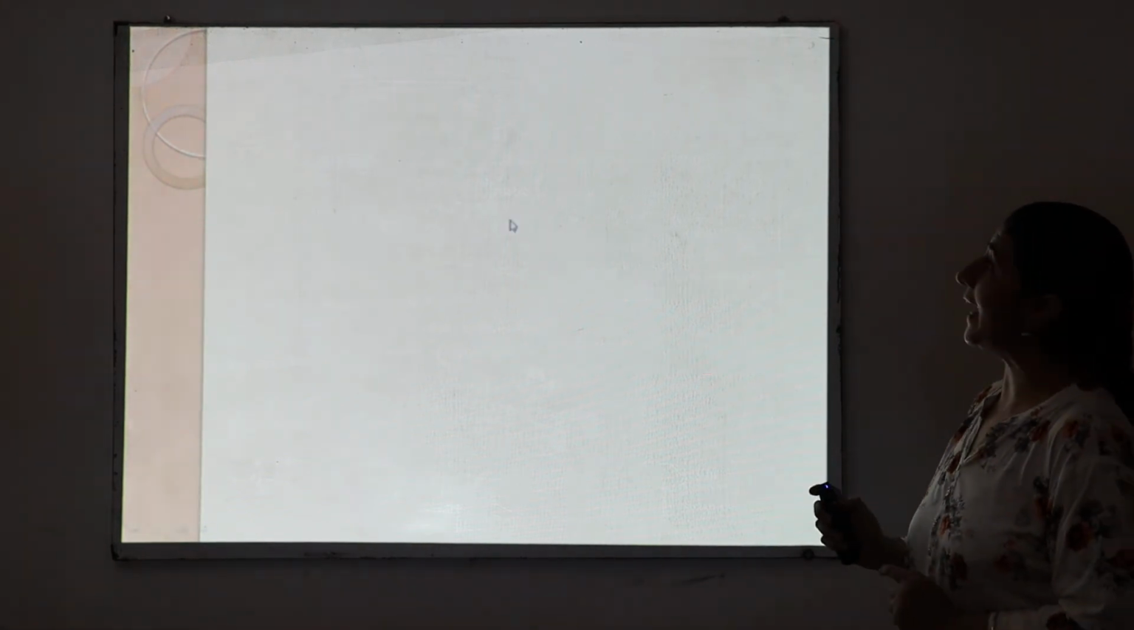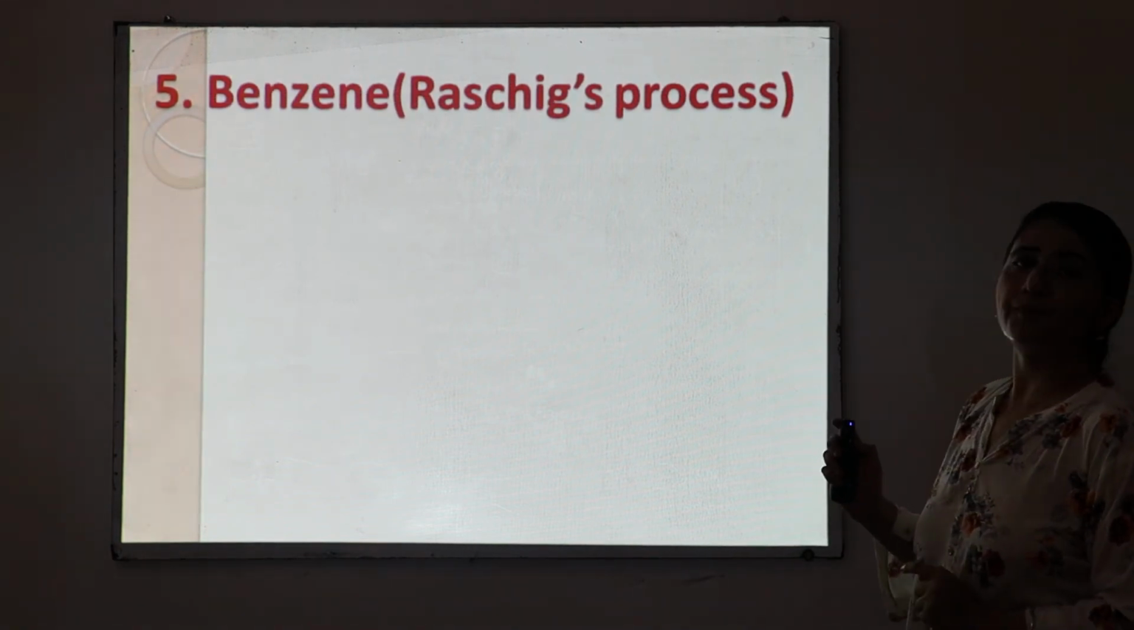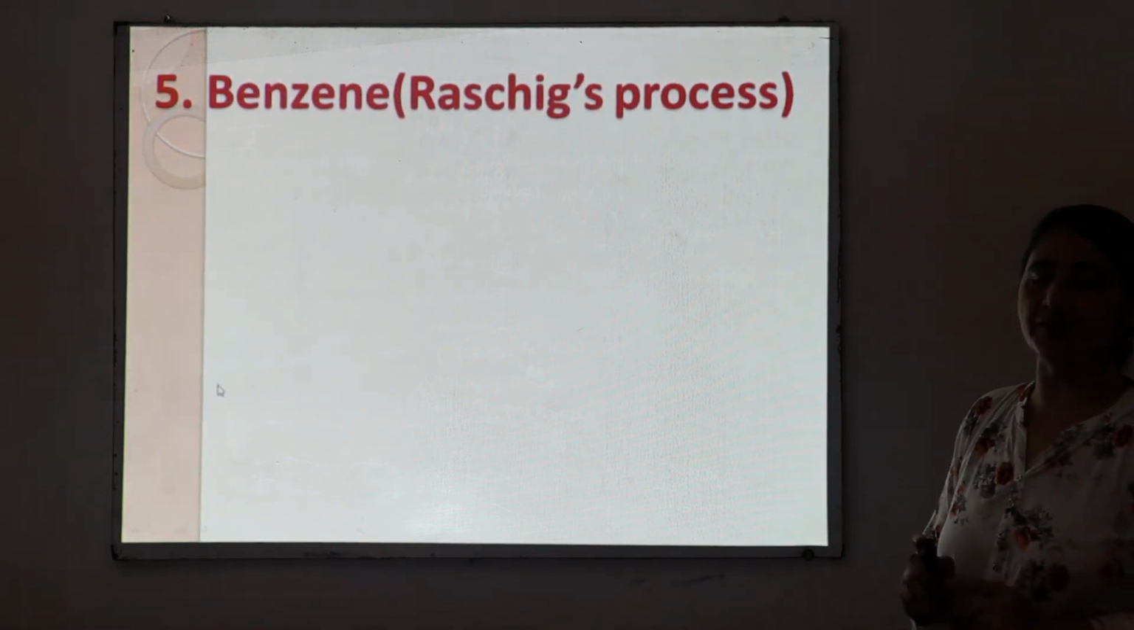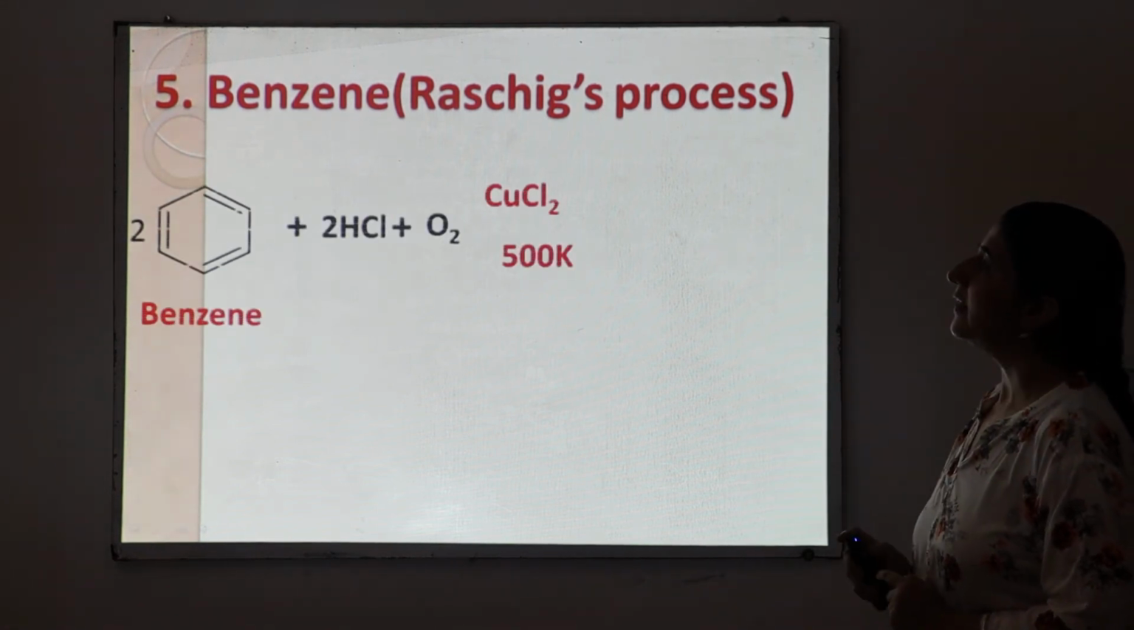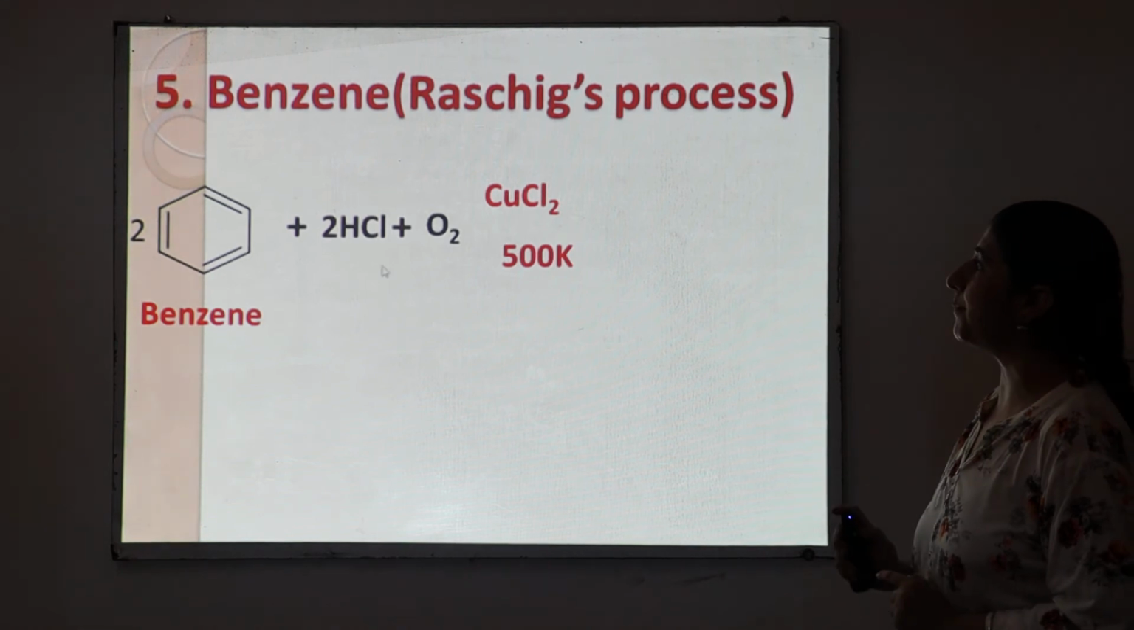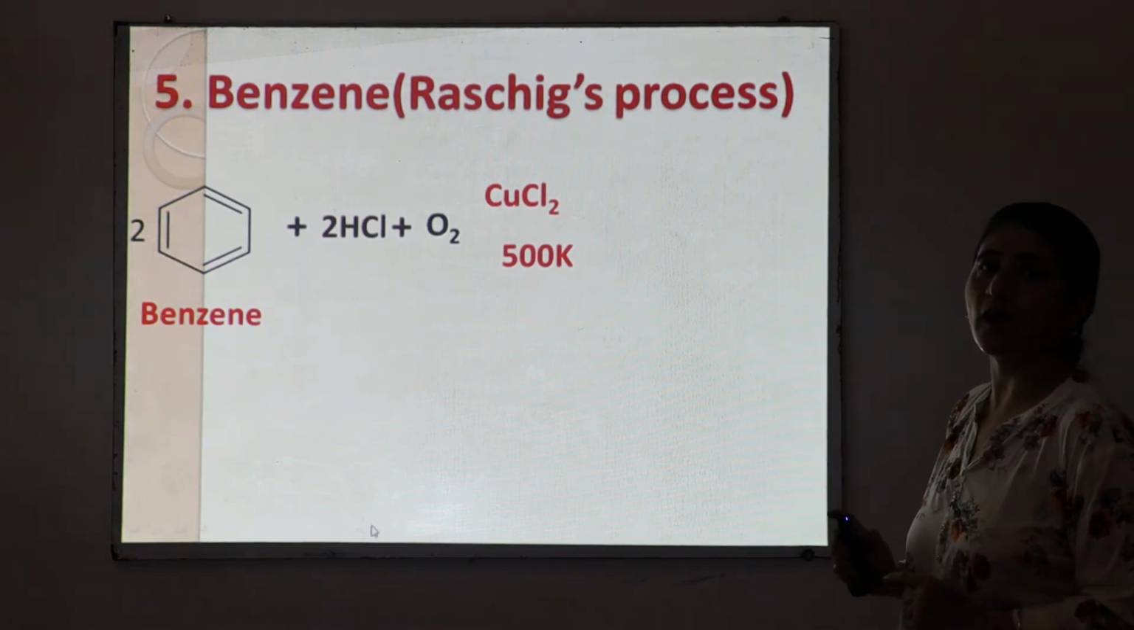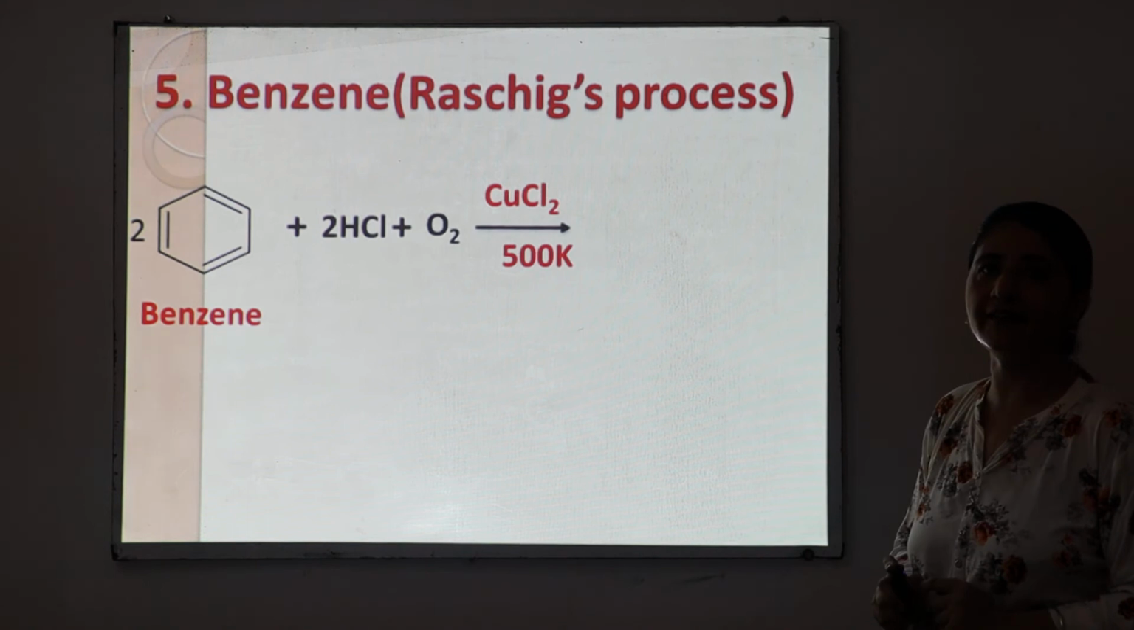This is the fourth, and the next one is the preparation of phenol from benzene, which is also known as the Raschig process. So here we have benzene that reacts with HCl in the presence of cupric chloride and oxygen at a temperature of 500 Kelvin.